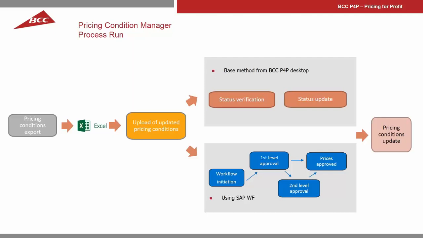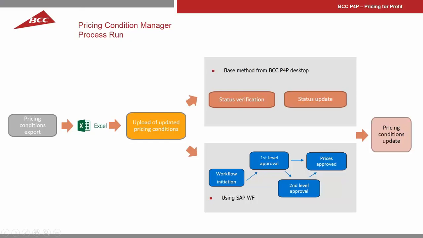So the pricing condition manager process run, the price change process, as I mentioned in the cycle of data circulation, starts by exporting price terms to an external file here. In the generated file, users outside of SAP make the appropriate changes. The file is loaded into SAP, into the so-called plant prices, and the plant prices are equivalent to real current prices and are used for mass updates.